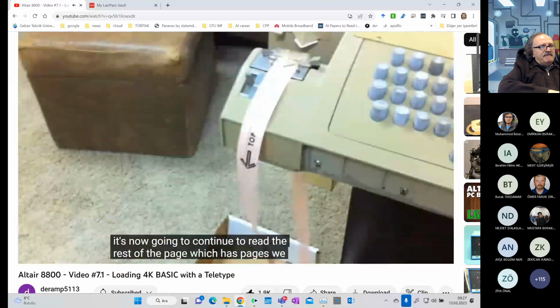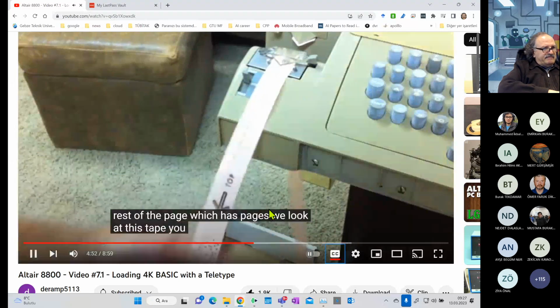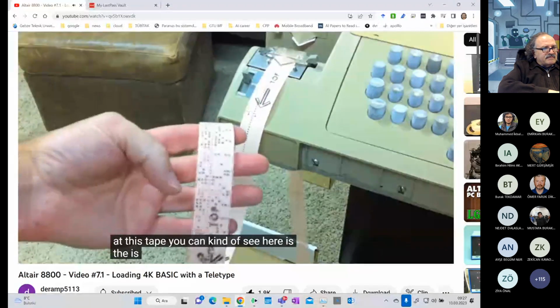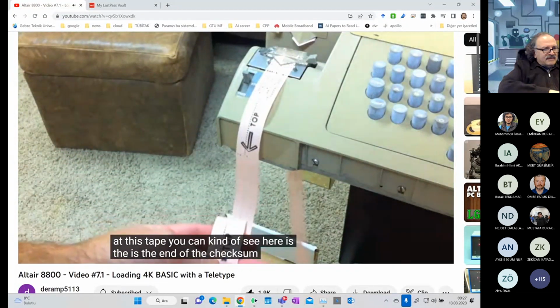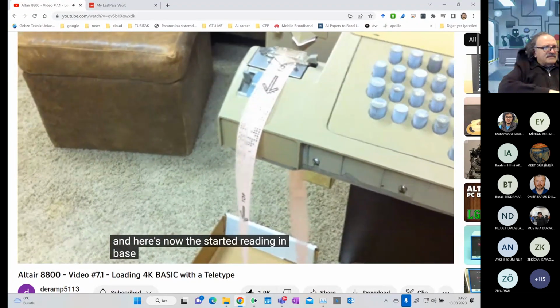It is reading the BASIC interpreter, not an operating system. This computer doesn't have an operating system. It just has the BASIC interpreter. If we look at this tape, you can kind of see here's the end of the checksum loader, and here's now the start of reading in BASIC.